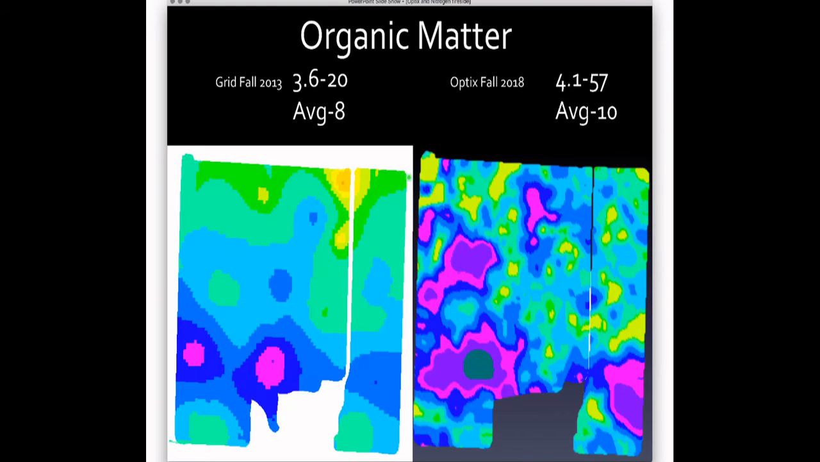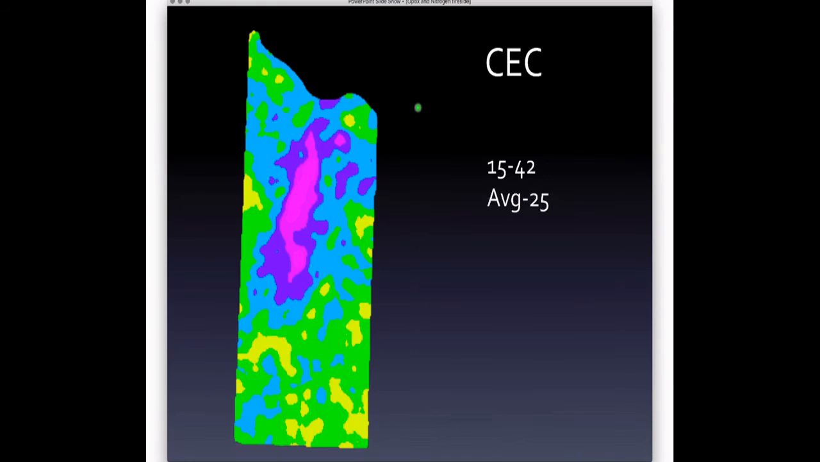and focusing on nitrogen for this talk. When you look at the organic matter, this is a grid sample from the fall of 2013 versus a SoilOptix from the fall of 2018. You can see the general areas are close, but the SoilOptix really dialed in on the extremes. So now we can do a much better job of managing the nitrogen. We had a 3.6 to a 20% range of organic matter, but with the SoilOptix, we got a 4.1 to a 57. It never picked up the peat bog that's in the field. We also went from an average of 8 to an average of 10. So over time, that grower's done a good job building his organic matter. Now we have it at a higher resolution.